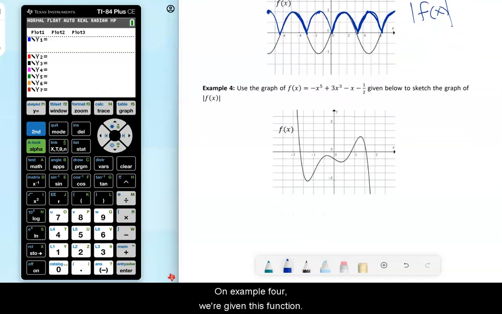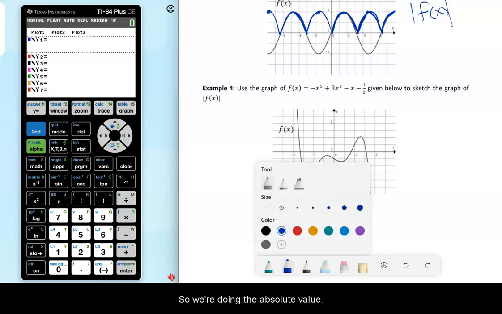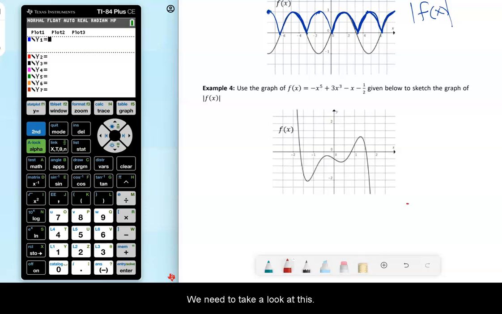On example 4, we're given this function. We can put it in our calculator and see what it looks like. Let's work with it by hand first and then use our calculator to check. So we're doing the absolute value. We need to take a look at this, and everywhere it's below the x-axis, we flip it above the x-axis. Now we have a significant portion here, hitting mins and a local max and another local min, all beneath the x-axis. So what I'm going to have to do is get a few more points up here to connect my graph so that I have that reflection happening.